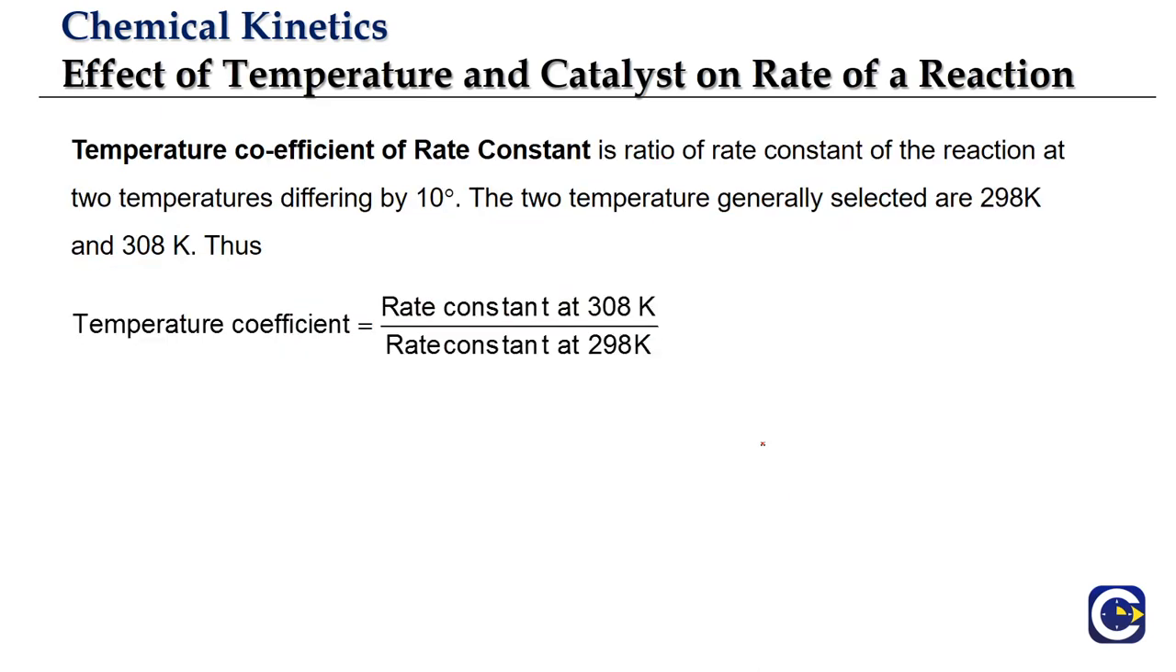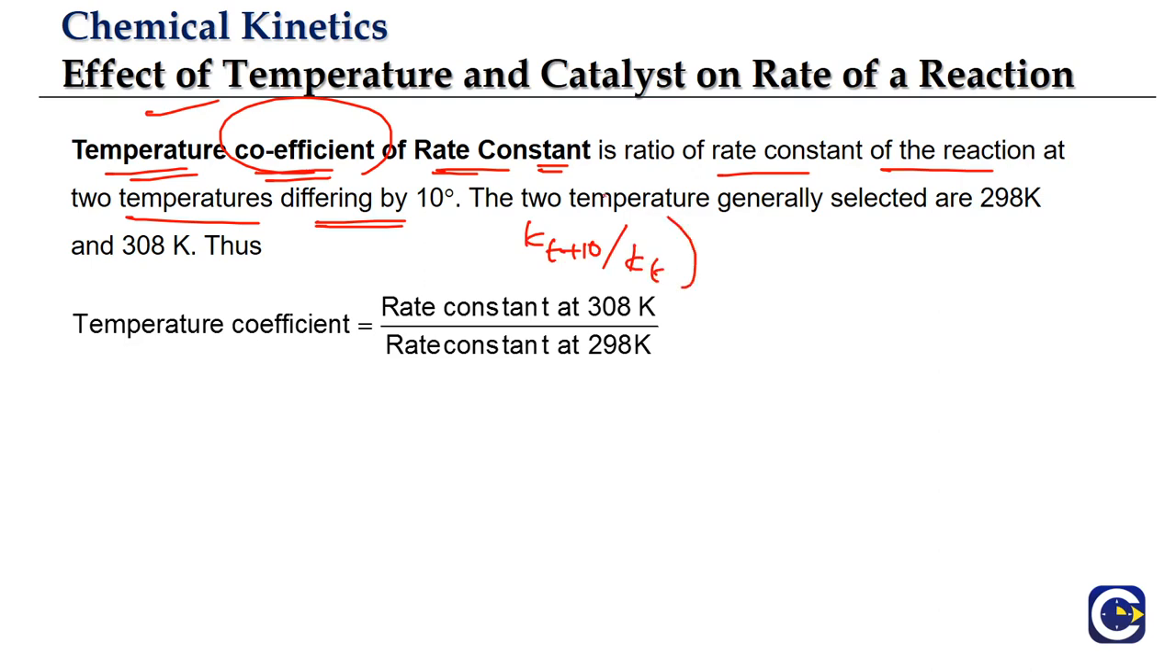Now moving on, while we talked about the importance of temperature on the rate of the reaction or the rate constant, we use a parameter called the temperature coefficient of rate constant. We define it as the ratio of rate constant of a reaction at two temperatures which have a difference of 10 degrees centigrade. To put it in a very simple way, it can be defined as K at T plus 10 by K at temperature T.